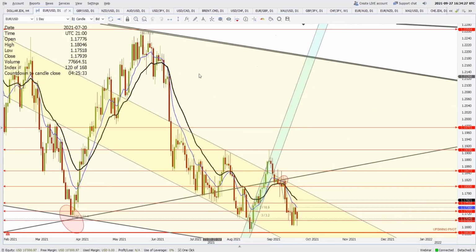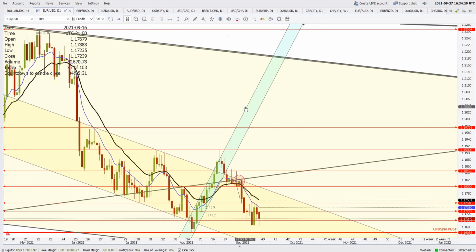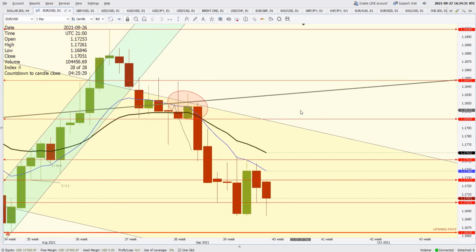Now Euro USD. In Euro USD on Friday we saw a candle closing at around 1.1718. Today's opening was higher, but it broke the lows of yesterday and saw the lows of the day before yesterday also. So the day before yesterday the low was at around 1.1683 level, and today the low was at around 1.1684, almost the same level.